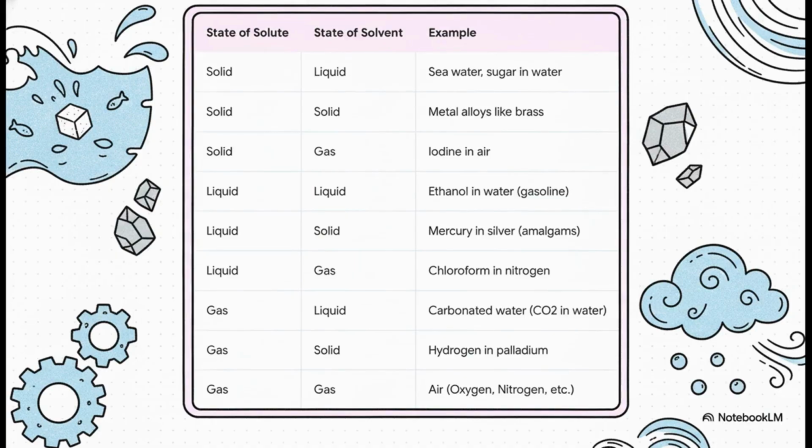Of course, you've got your standard solid and liquid, but you can also have a solid dissolved in another solid. That's what metal alloys like brass are. Or get this, a gas dissolved in another gas. That's literally what air is. All of a sudden, the whole idea of a solution gets a whole lot bigger, doesn't it?